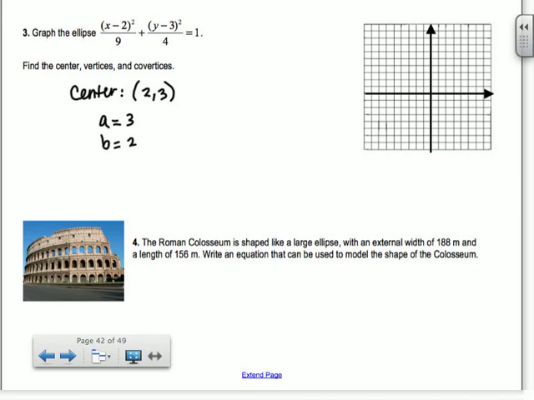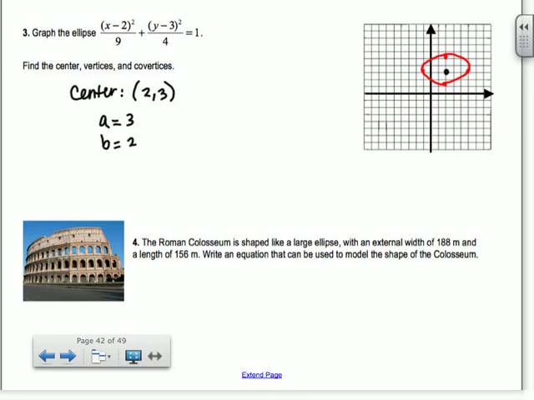I'm going to go right and left 3. I'm going to go up and down 2. So it's a little bitty ellipse. Looks like that. So now where are your vertices? Are they up and down again? No, the vertices now are right and left because that's the longer axis, right? You're just thinking, which way did it stretch? What's the ends of the part that's been stretched from a circle, I guess you could think.